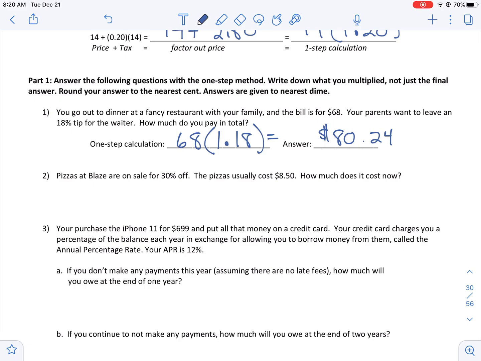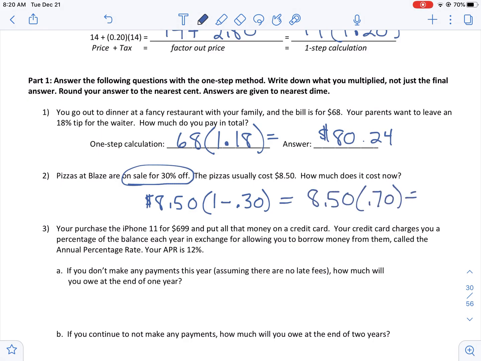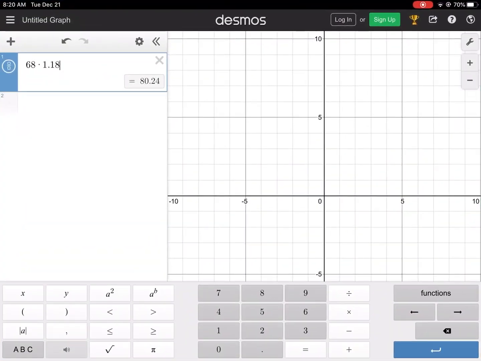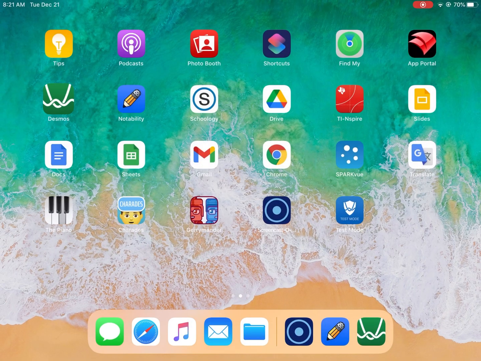Pizzas at Blaze are on sale for 30% off. The pizza usually costs $8.50. How much does it cost? So this would be $8.50 times 1 minus 30%. So this is $8.50 times 70%. So we can say 8.50 times 0.7. So $5.95.